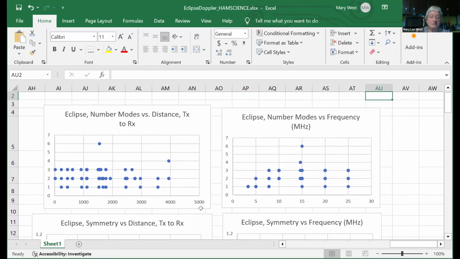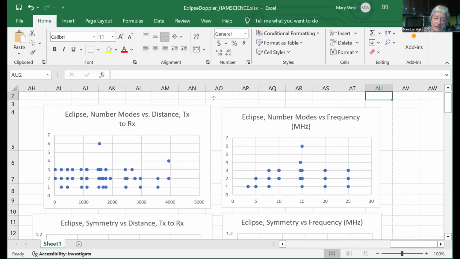So if we look up here, so here are some of the other graphs. So the first 2, left and right here, are the number of modes, that's the number of threads seen, versus the distance from the transmitter to the receiver. So that's from WWV to ACOG, whatever, or whatever the ones are. And so I found this one on the left to be disconcerting. It was not what I was expecting at all.